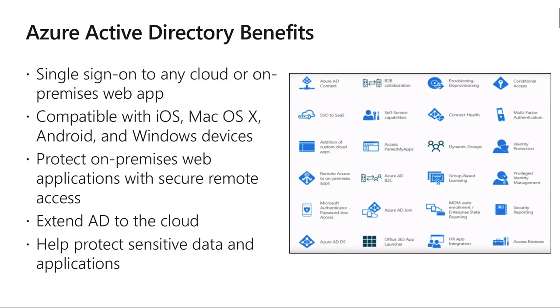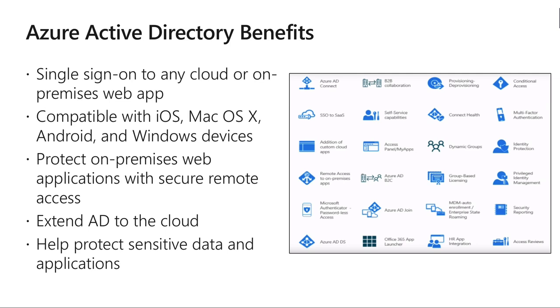And the benefits, right? There's a whole lot of benefits. First off, single sign-on to any cloud or on-premise web application, right? So Azure AD provides secure single sign-on to cloud and on-premise applications. What it says on-premises is because you can publish your on-premise application to Azure through the reverse proxy, or you can just upload it there, right?